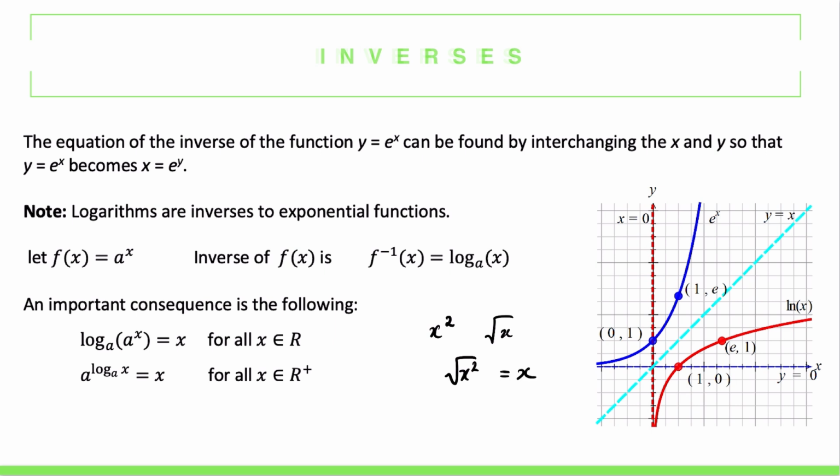And I just draw your attention to that because of these two properties that are pretty cool to use. So if we have log a to the power of x, that cancels out. And then a to the power of log a x, that also cancels out. So inverses, when you are to do the composite function of them, will result in just the value of x.